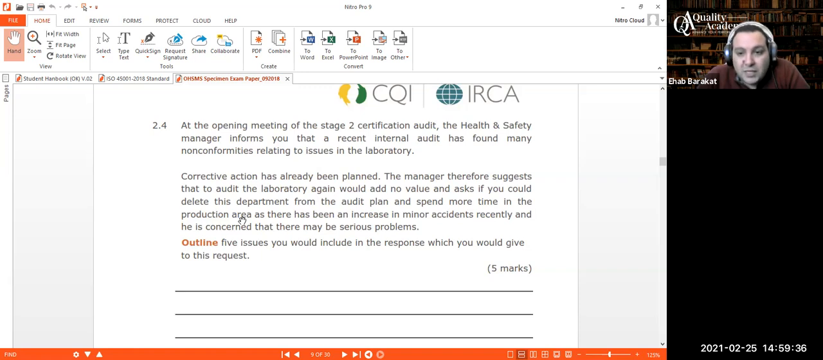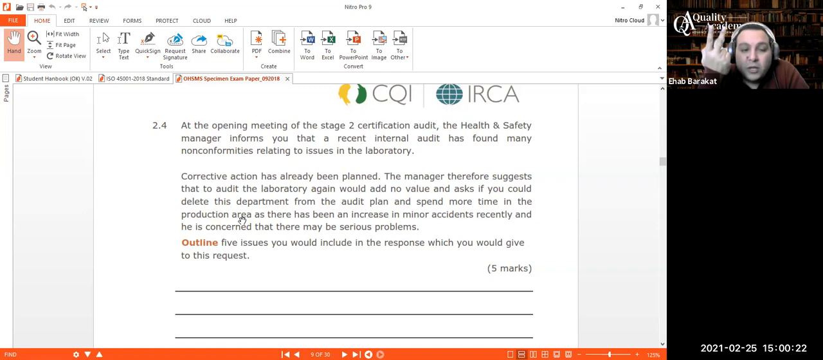Of course, firstly, I will inform them, number 1, if I delete this department from the audit plan, it means that this department is not implementing anything in the system, and that will be considered a major non-conformity. So I shall audit it. Second response, we cannot change the scope as the plan was sent to you before the opening meeting and you accepted it. And we came today according to it. So changing the scope is difficult.